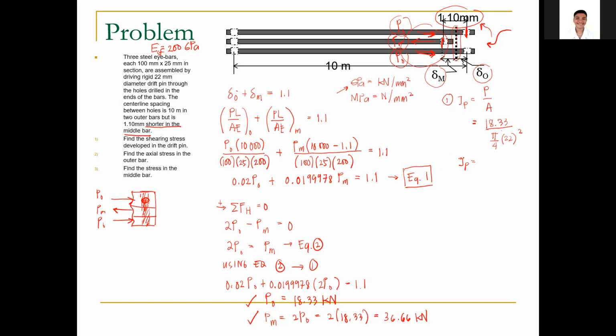And 22, sir. How much? 48.22. So it's in megapascal. 48.22 megapascal.